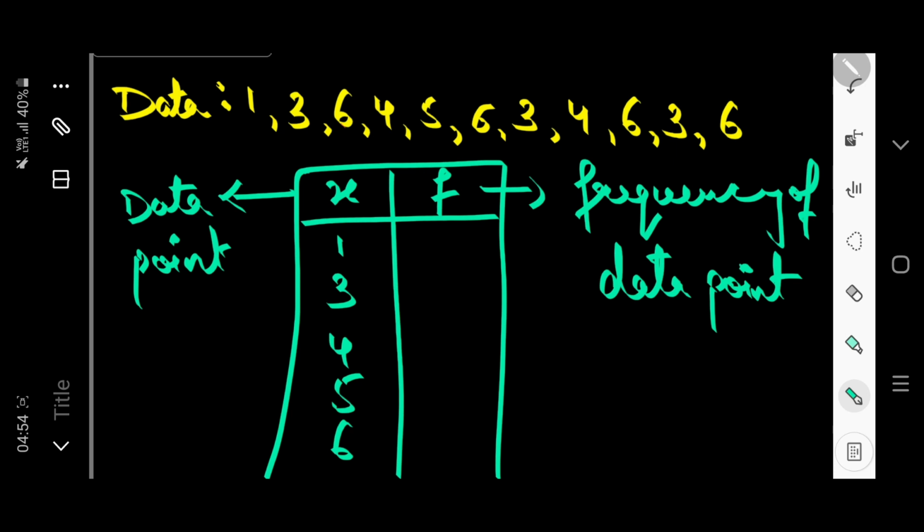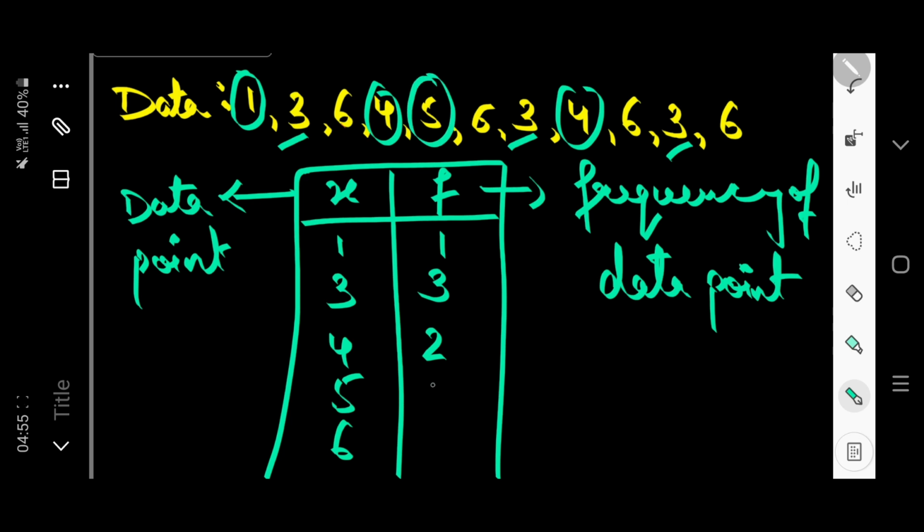So the frequency of data point 1 is 1, as it is only one time in the data set. What will be the frequency of data point 3? It is 1, 2, 3, so it is 3. What will be the frequency of data point 4? It is 1, 2, so the frequency of data point 4 is 2. And what is the frequency of data point 5? It is 1, as it is appearing only one time in the data set.